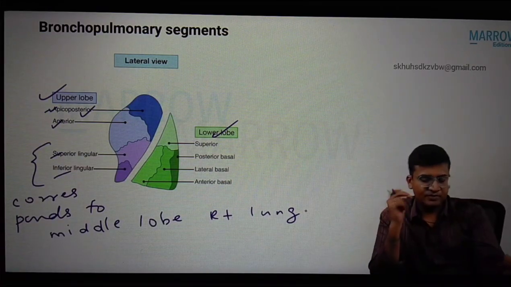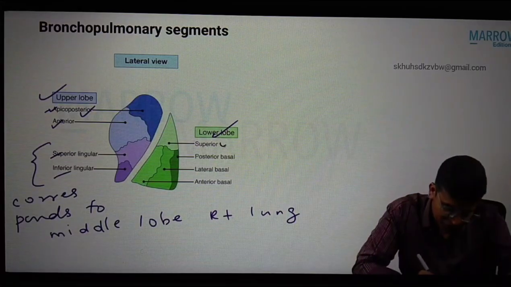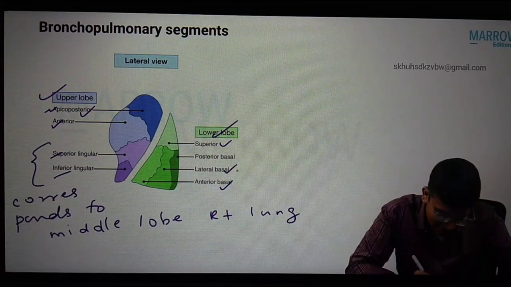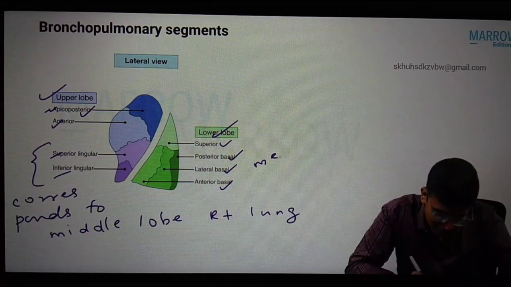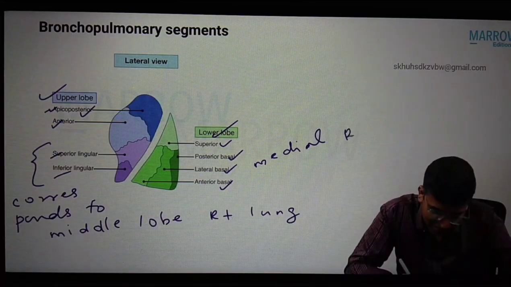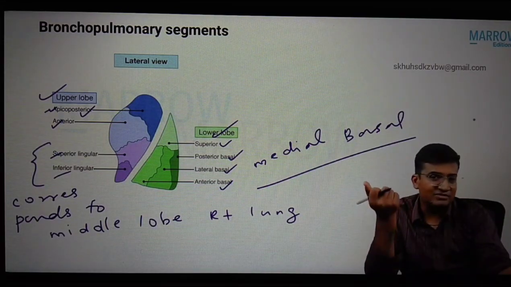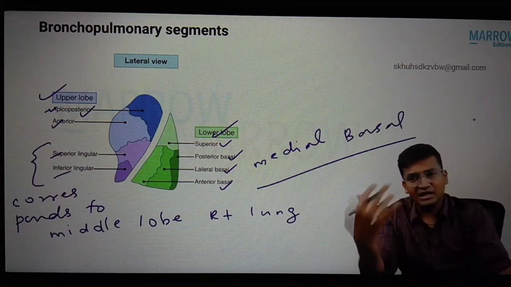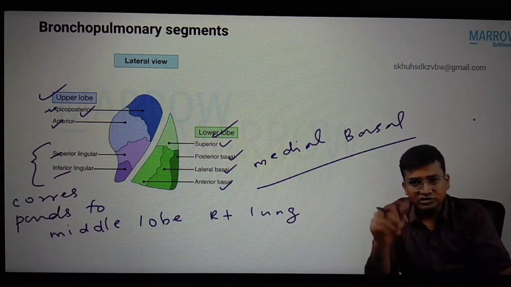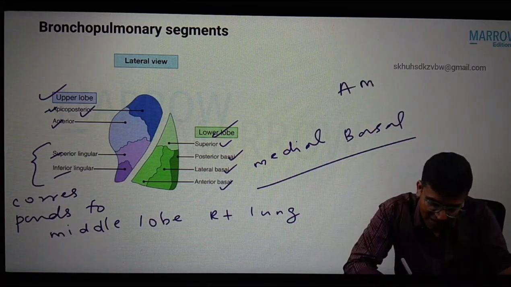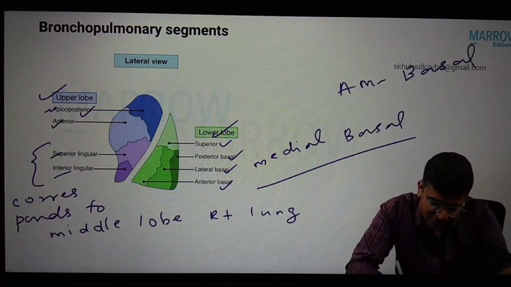Okay, right. Now lower lobe, again we have superior, anterior basal, lateral basal, posterior basal, and also medial basal. Now medial basal is not well developed in the left lung. Why, sir? Because of the heart. So this medial basal fuses with the anterior basal to form anteromedial basal.